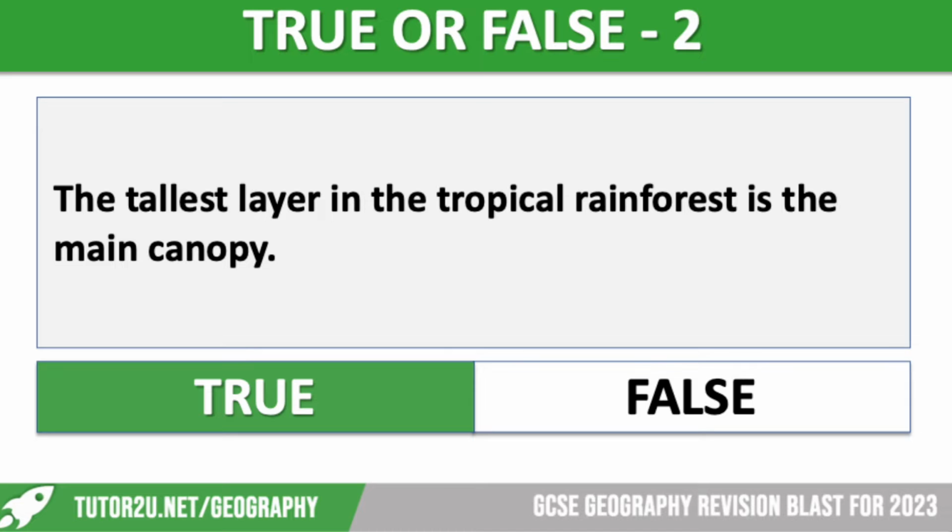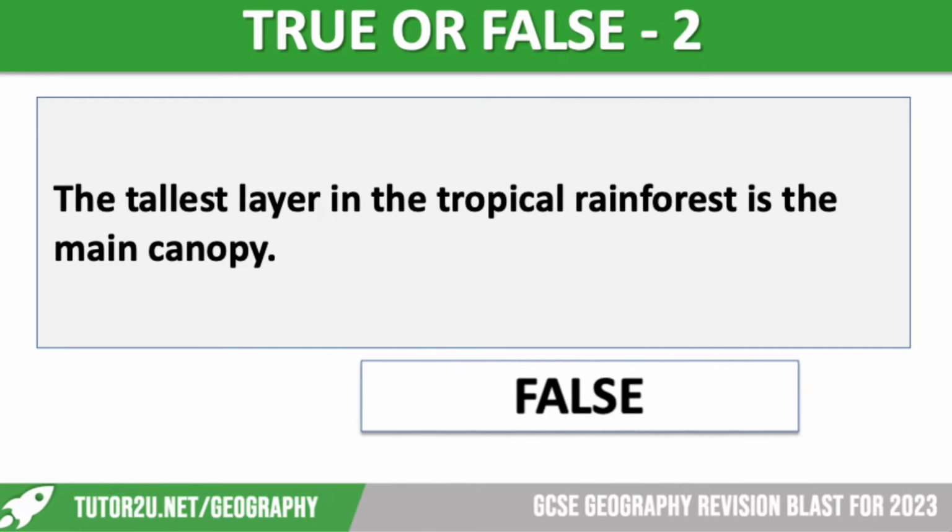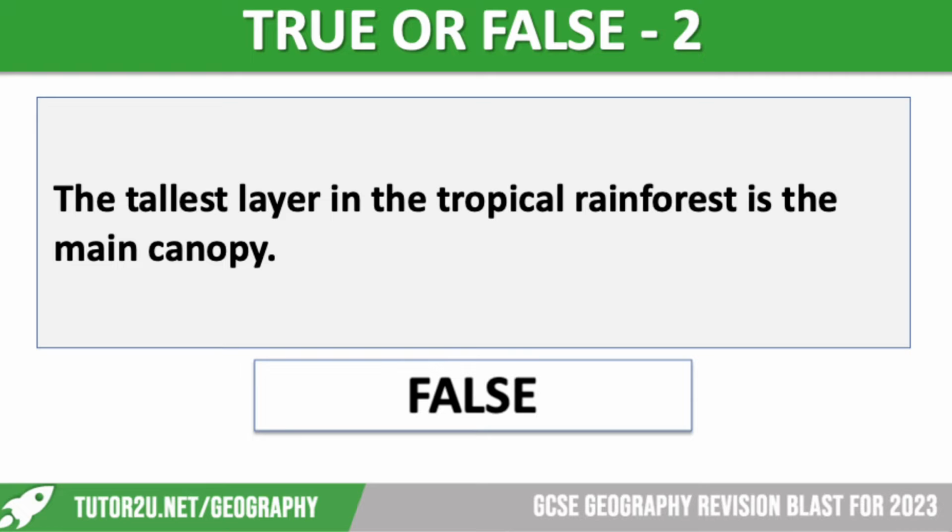Okay, number 2. The tallest layer in the tropical rainforest is the main canopy. Now this should be nice and easy if you were paying attention to the first activity. So I'll leave it up for a moment. Let's reveal. No, it is false. So the emergent layer is the tallest layer, and those trees tend to grow up to about 40 metres high.